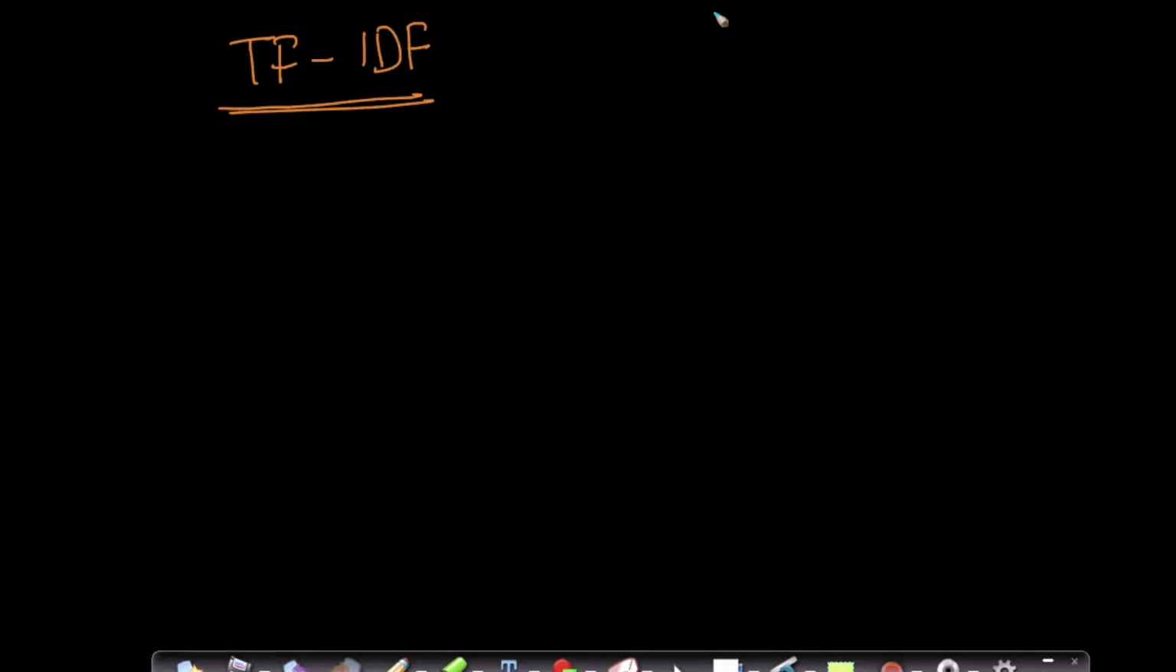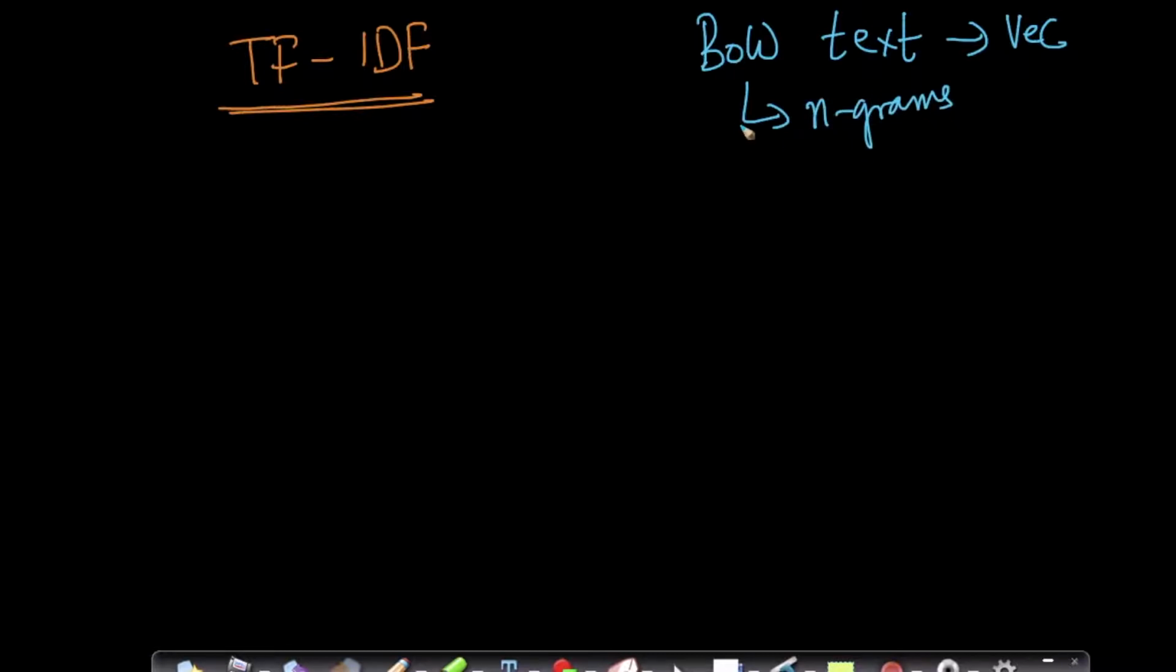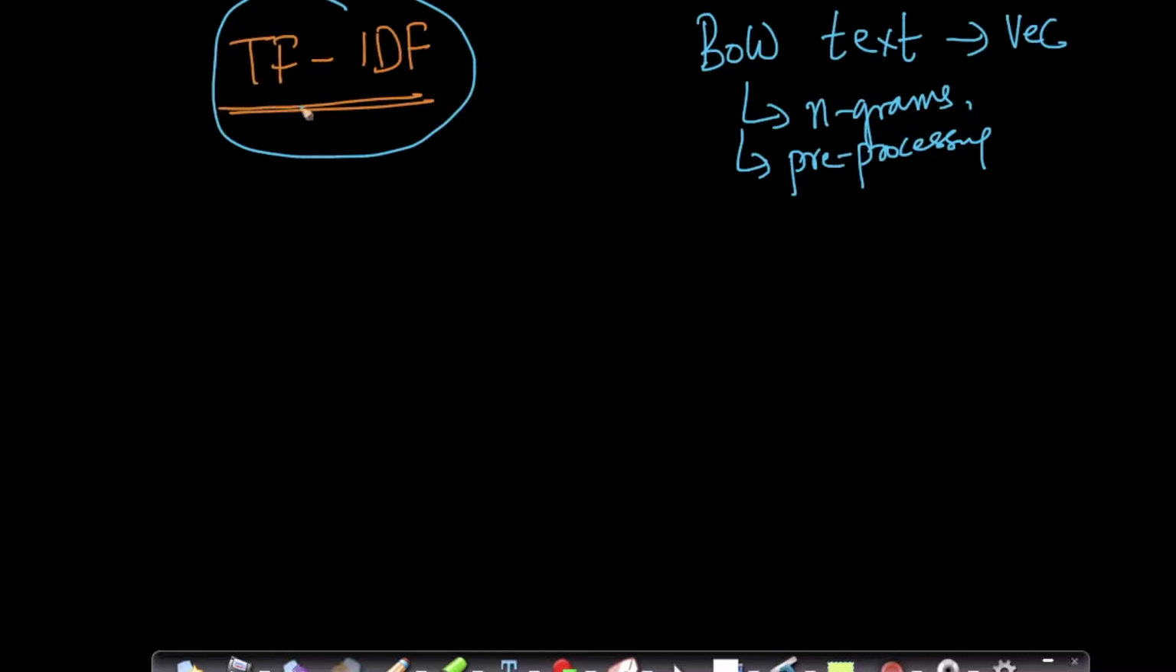Since we've learned about bag of words as one way to convert text into a numerical vector, and we have seen variations of bag of words using n-grams, using all the pre-processing steps, and we also saw variations of bag of words like binary bag of words, etc. Now let's understand a slightly different and interesting variation of bag of words called TF-IDF.